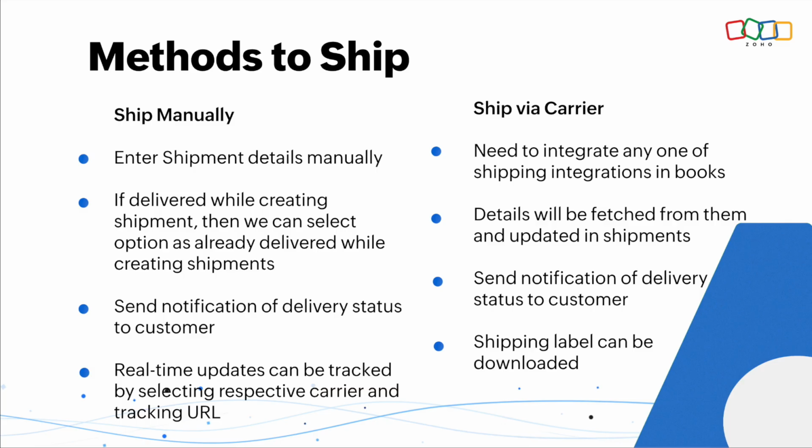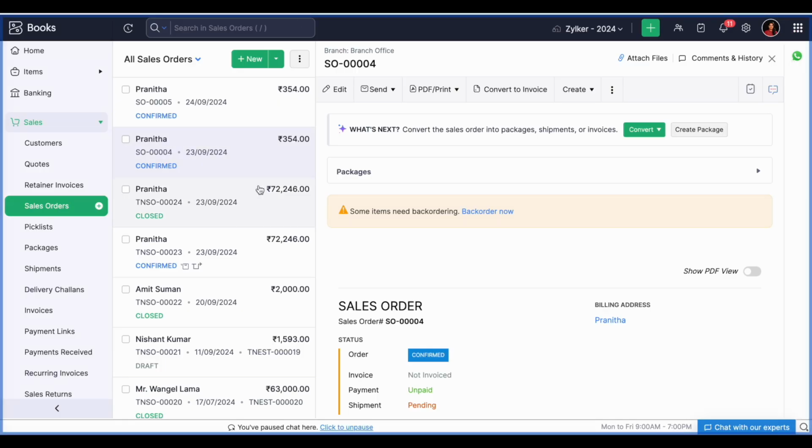So ship manually is nothing but, whenever you are shipping the goods by your own vehicle or with some other carrier which is currently not available in Zoho Books, you can use the option as ship manually, and you can enter all the details of shipments manually, and you can update the status of shipments manually. And if you're going via this option as ship via carrier, in Zoho Books we have certain shipping integrations available. So you can integrate those shipping integrations, and the status of the shipments will be automatically updated and fetched. So now let's see how to create a shipment.